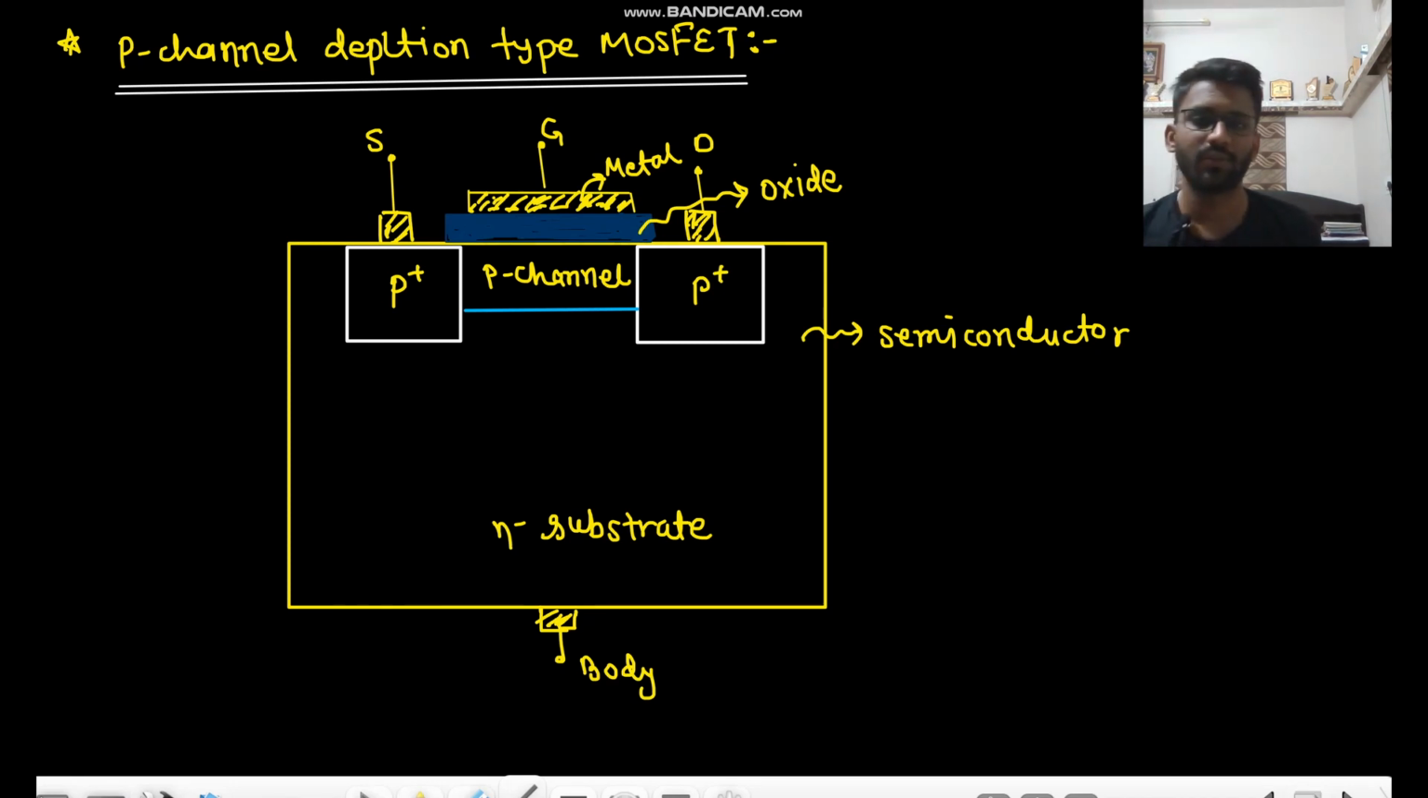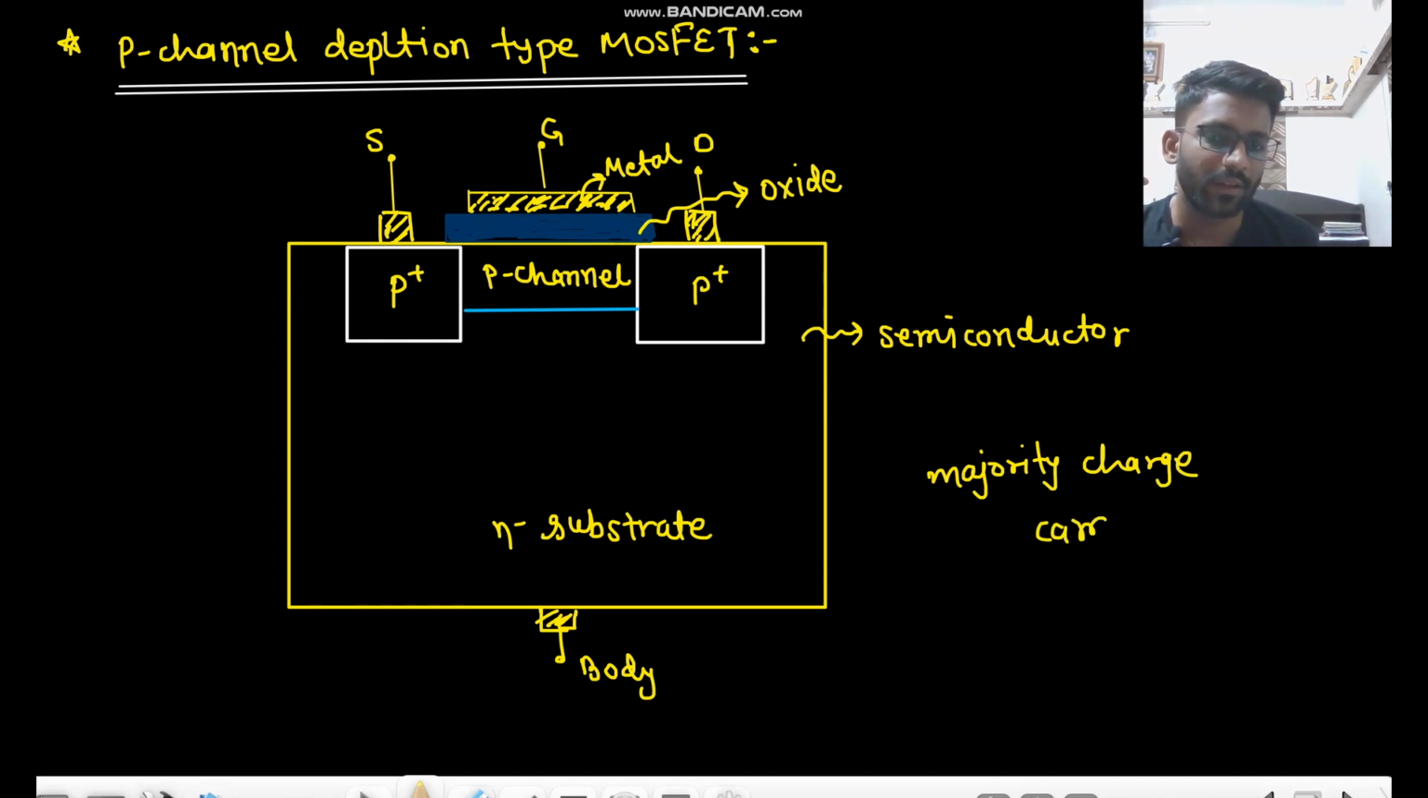Just as the N-channel depletion type MOSFET, here we had n plus here and n channel. So we will have p plus here, p channel, and p plus here, and we will have n substrate. So what will be the majority charge carrier here? In the n channel depletion type MOSFET, majority charge carriers were electrons, and here what will be the majority charge carriers?